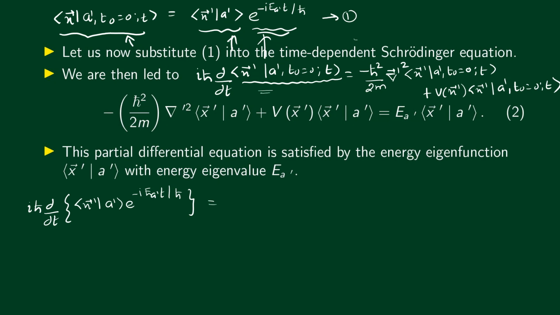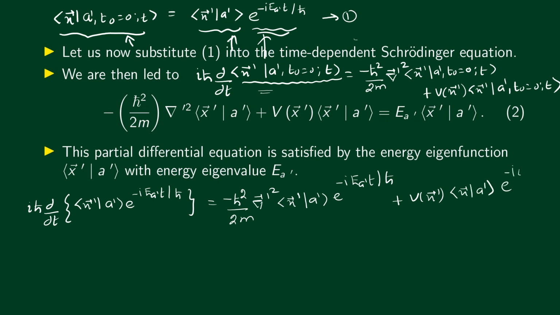And on the right hand side, this becomes minus h bar squared divided by 2m del vector prime squared, and we have got bra x vector prime ket a prime, right? Then e raised to minus i E_a' t by h bar. It's just this term, right? Plus V of x vector prime, again bra x vector prime ket a prime, again the same term, e raised to minus i E_a' t by h bar.